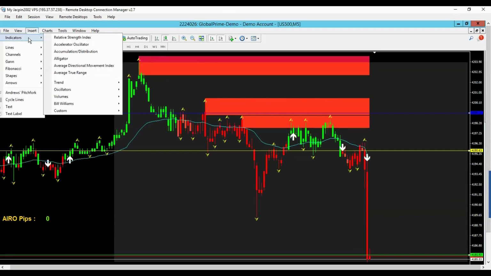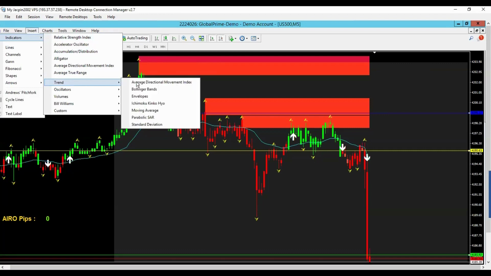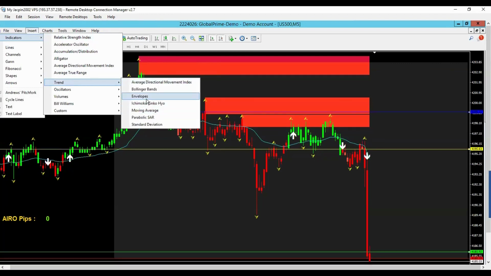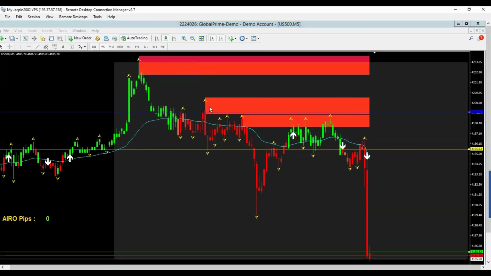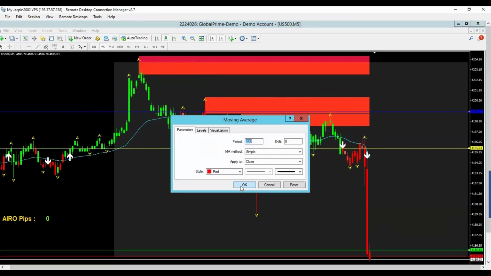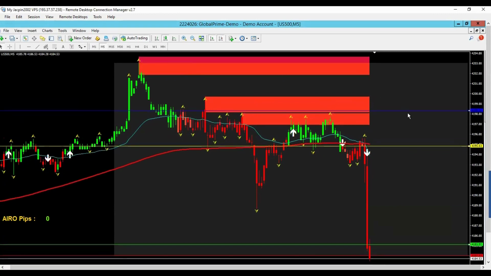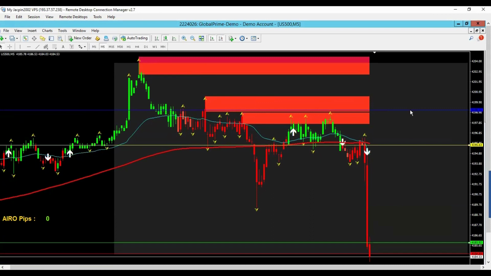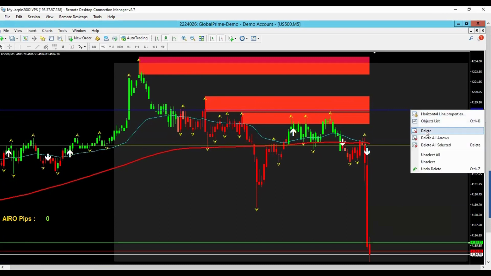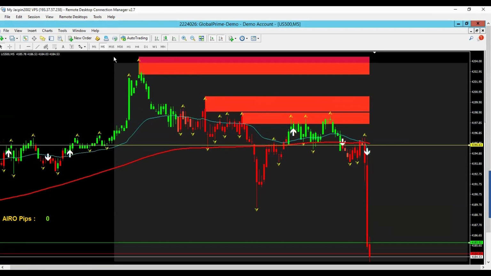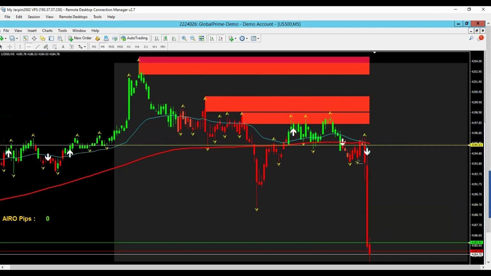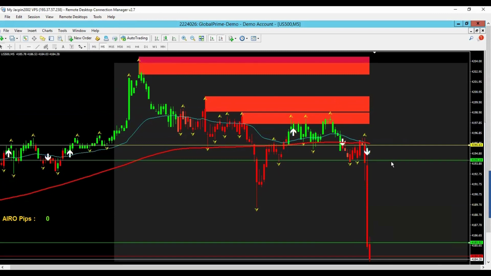I'm going to throw my MA on here. And this is all utilizing AIRO too. The clincher is that AIRO started this. Let me put my 200. Everything's under the 200. Here we go. And so ain't going to be no money zone breakout today. Not going up. And here's my fractal low.